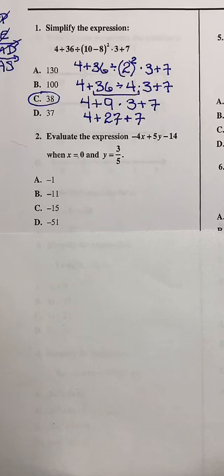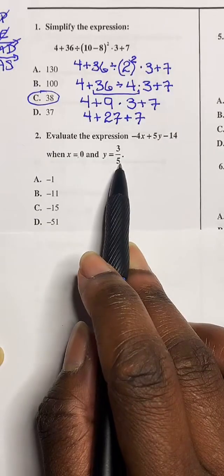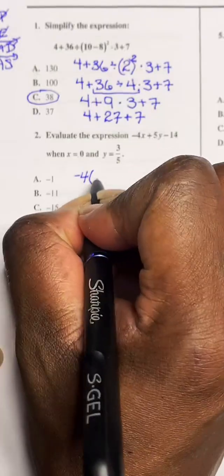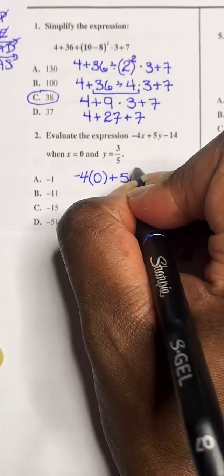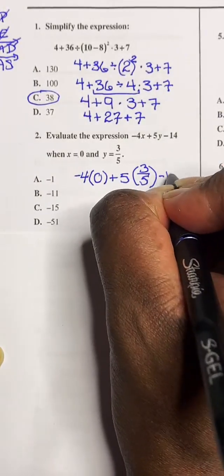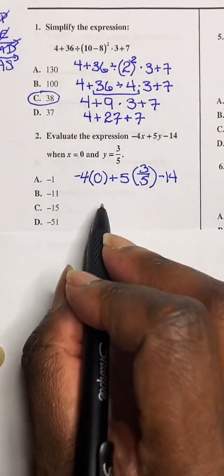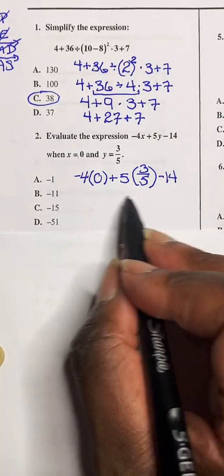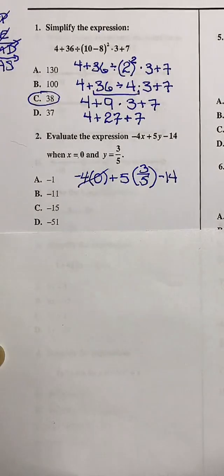All right, so let's take a look. Do not let the fraction freak you out. So first off, we have our negative 4 with our x is 0, plus my 5 times my 3/5, minus 14. Well, we all know that anything times 0 is going to be 0, and we don't have to put our answer of 0 down as a placeholder because we got all this other stuff going on. So I'm just going to cut that away.